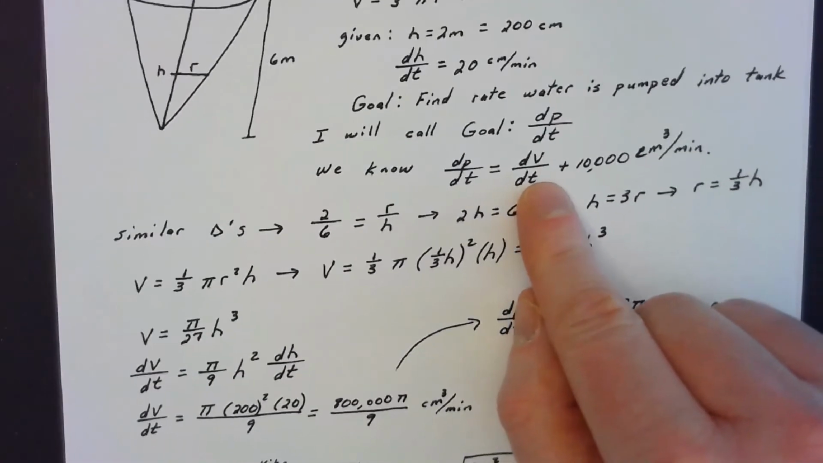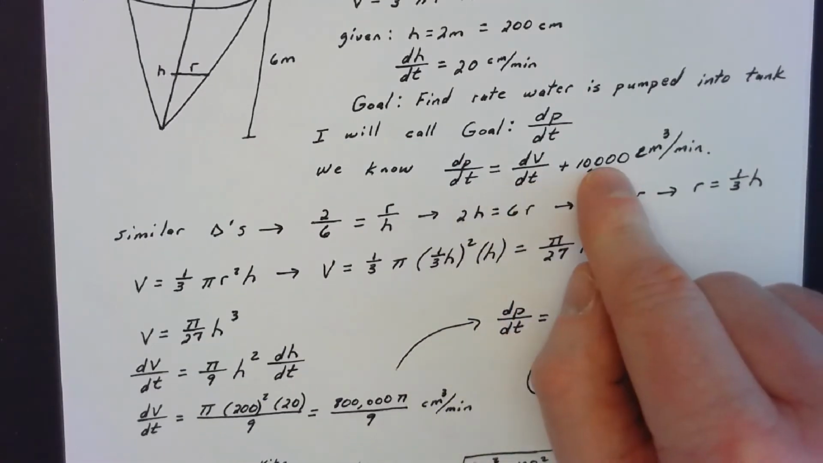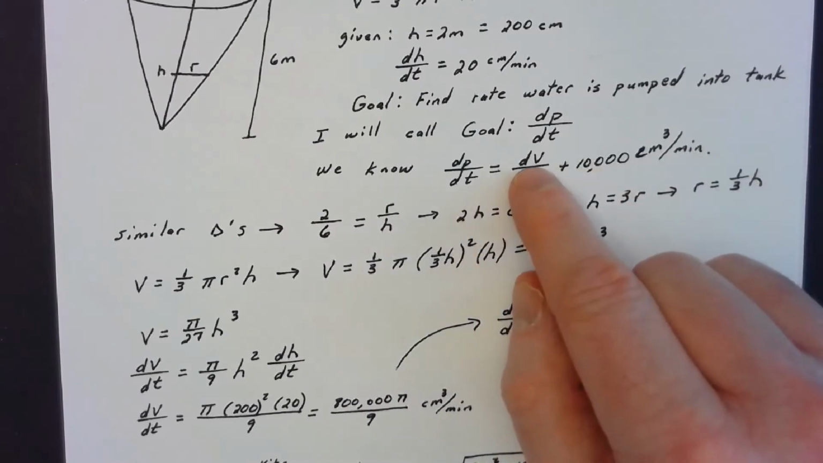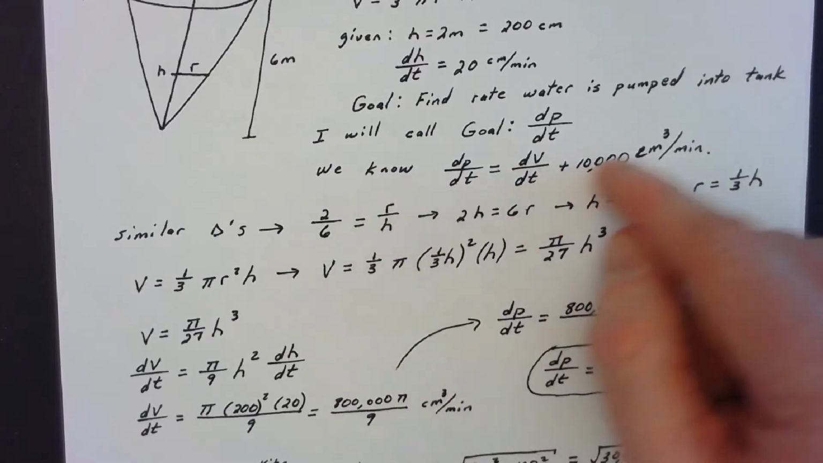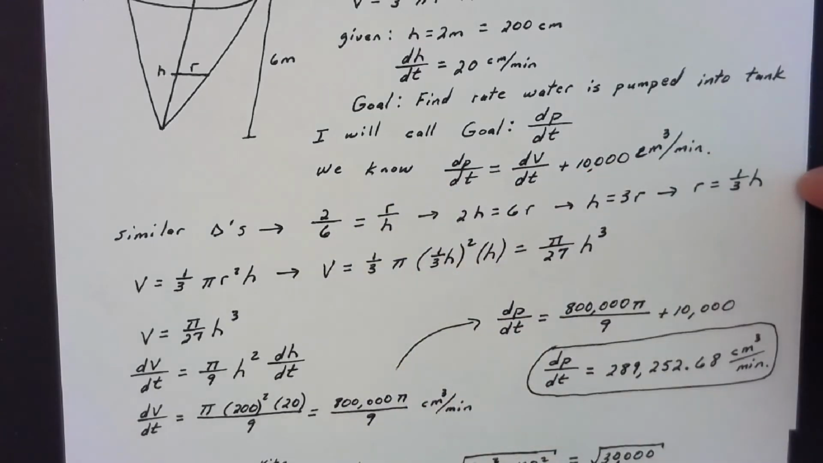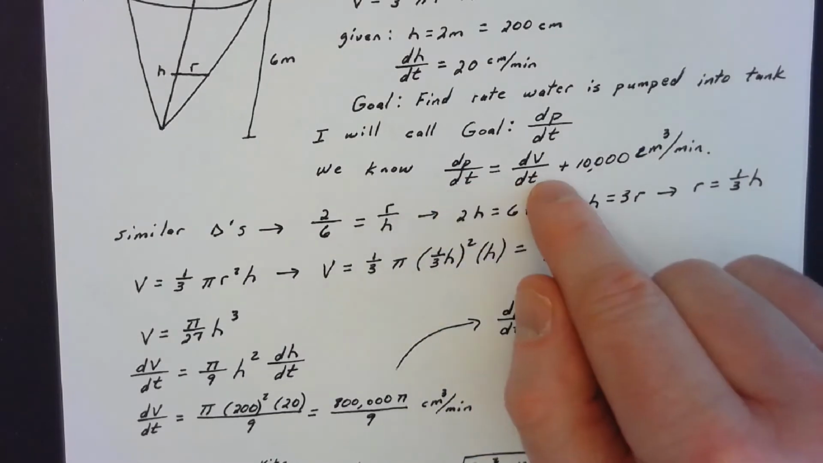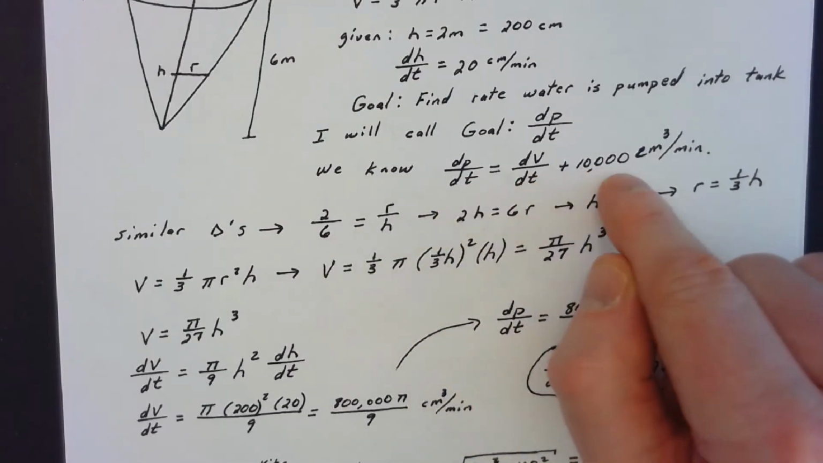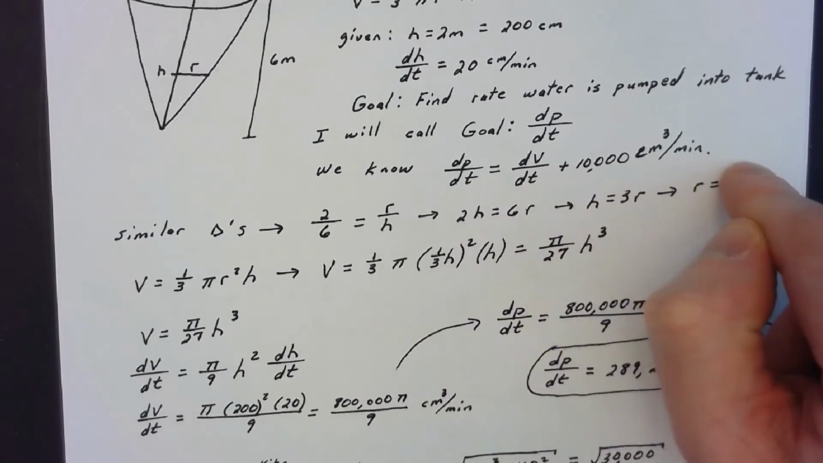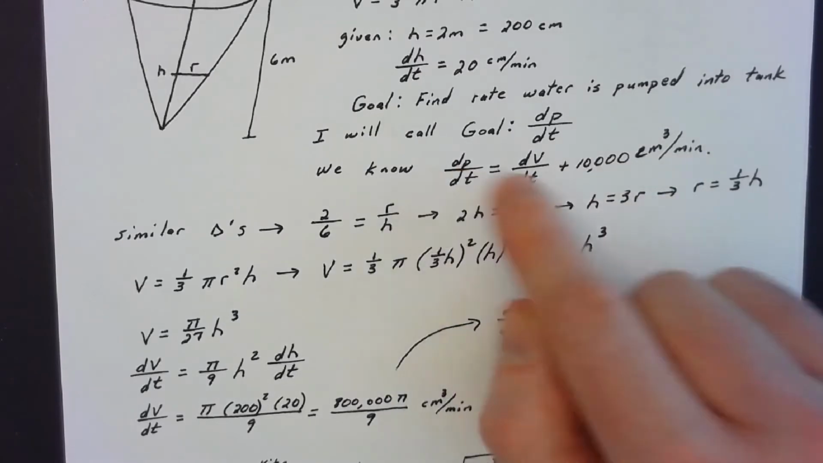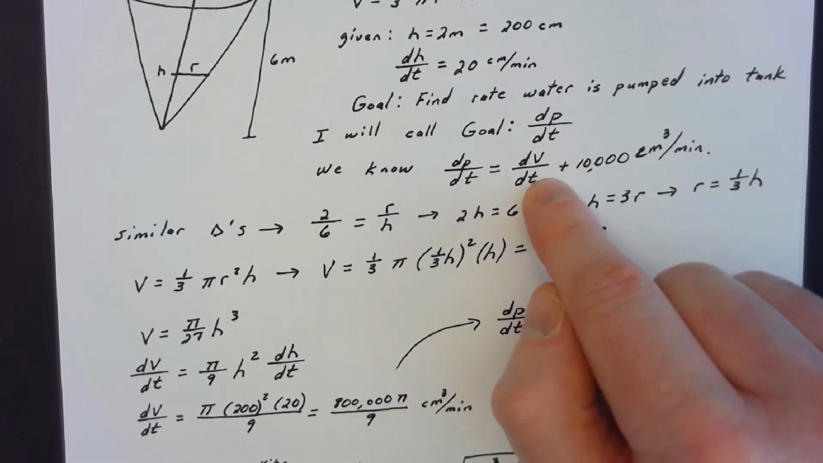whatever the change in volume is plus 10,000 cubic centimeters per minute, because I know that dV/dt is going to be how much water is being pumped in minus how much water is being leaked out. So if I try to solve for dp/dt, it's just going to be the change in volume plus 10,000 cubic centimeters per minute. Okay, my goal, in order to get dp/dt, I first have to find dV/dt.